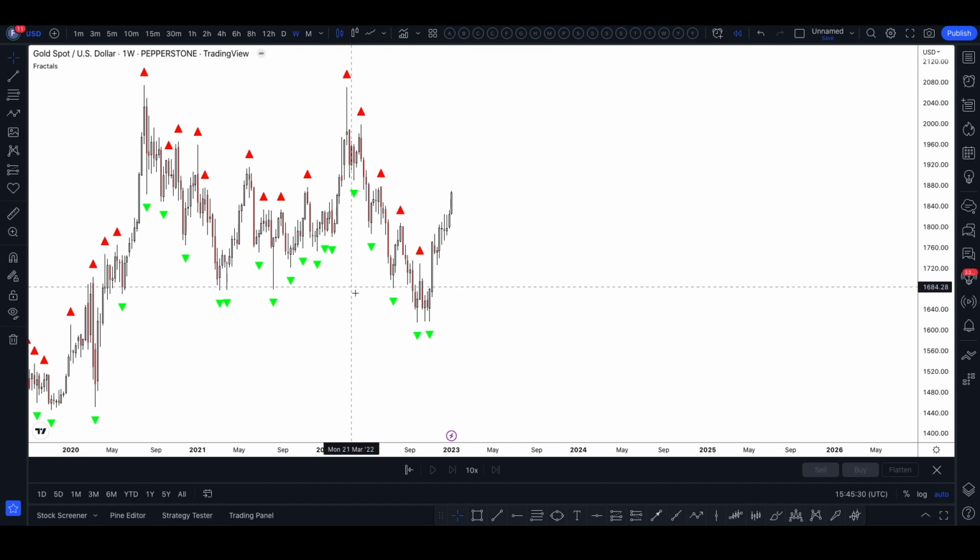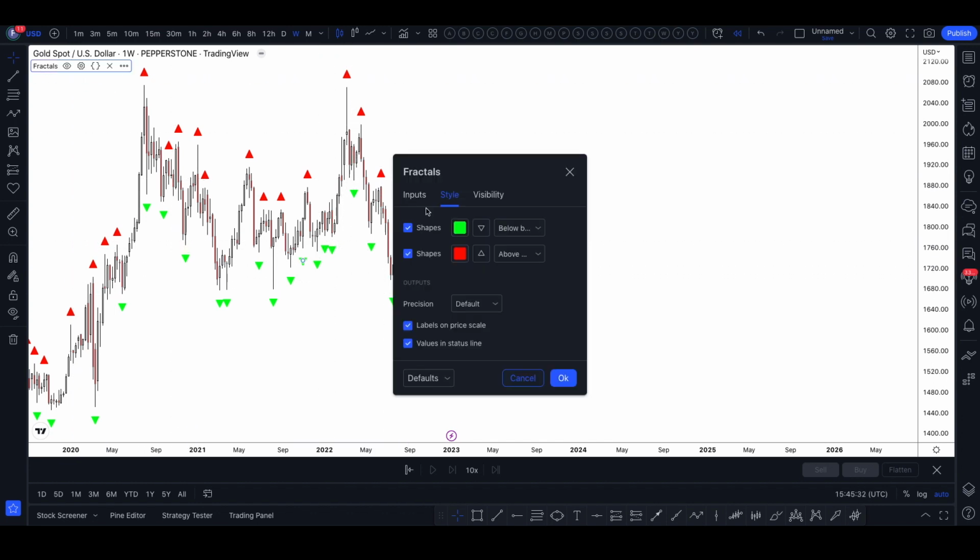I have explained this in other videos, and the only thing you want to do with the settings here is go to style, and then you just want to change this round. So make sure the top one is green and the bottom one is red. This will indicate support and resistance levels.